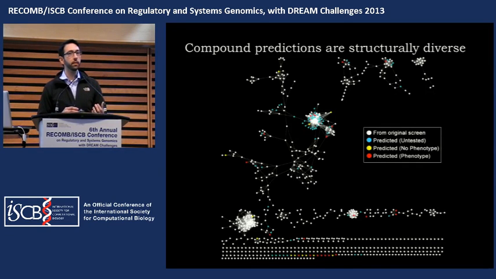Yellow are ones that I've tested and saw no phenotype for, and red are ones that I saw a phenotype for. And of course, this is highly significant. So 11 of my top 12 ranked compounds had an instantly recognizable cardiac phenotype and no other phenotypes.